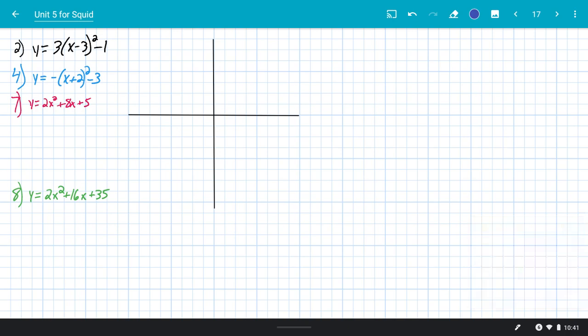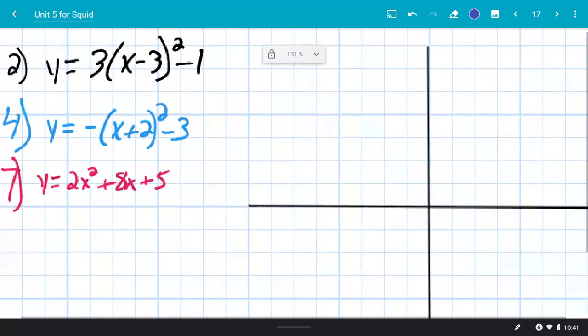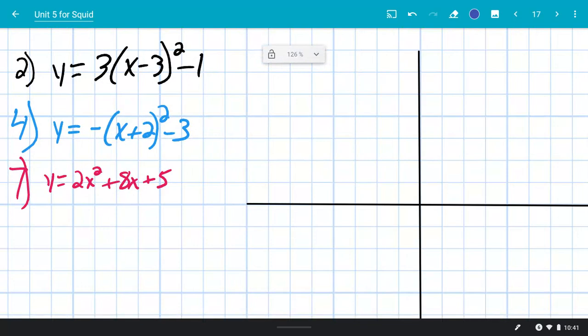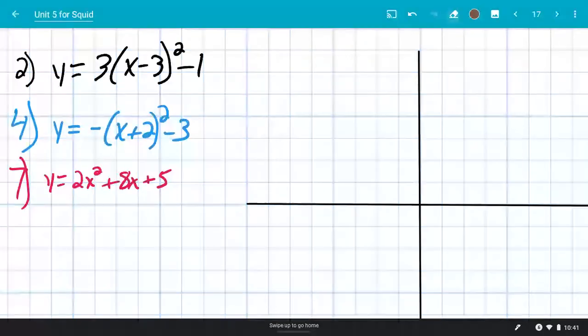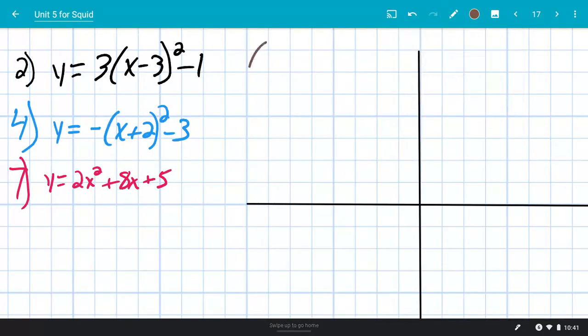All right, number 2 and number 4 were in vertex form. Okay, vertex form. So you should have been able to find the vertex rather quickly and easily. The vertex for number 2 was 3, -1. How do we know that?